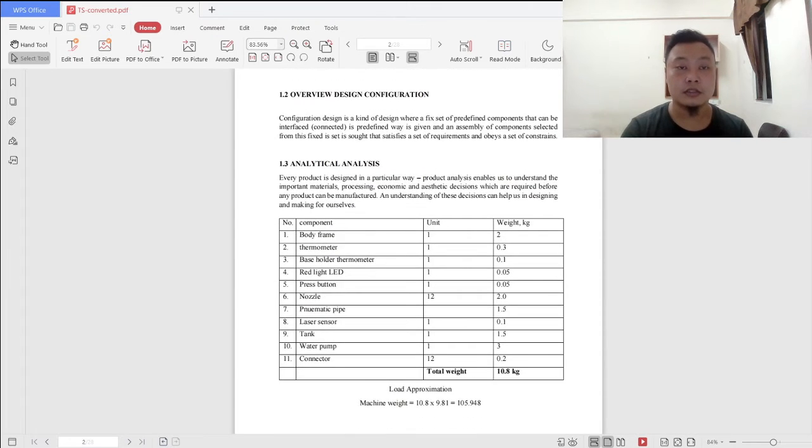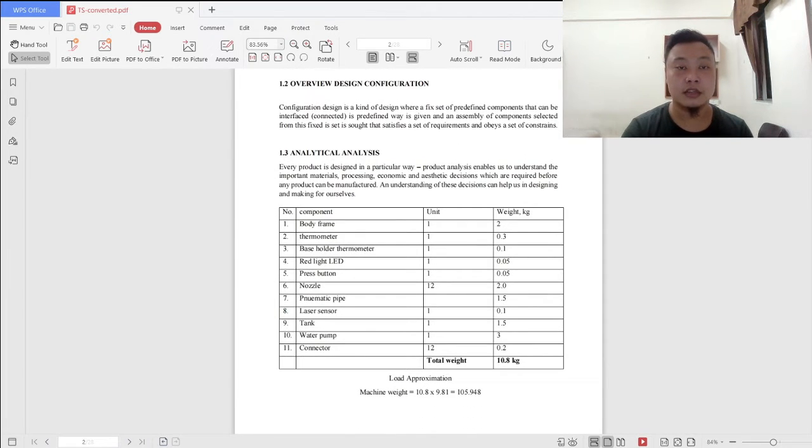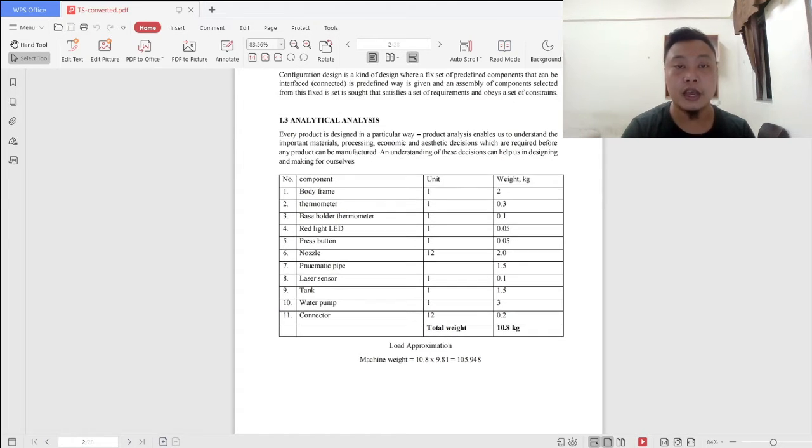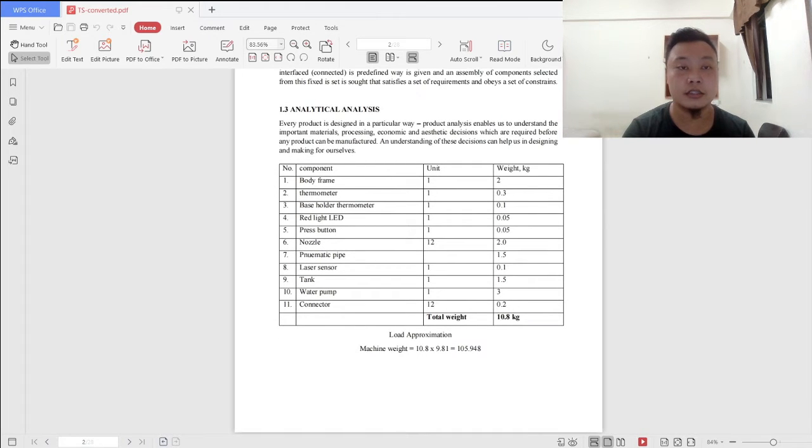The third is the analytical analysis. Every product is designed in a particular way. Product analysis enables us to understand the important material, processing, economic and aesthetic decisions which are required before any product can be manufactured. An understanding of these decisions can help us in designing and making things ourselves.